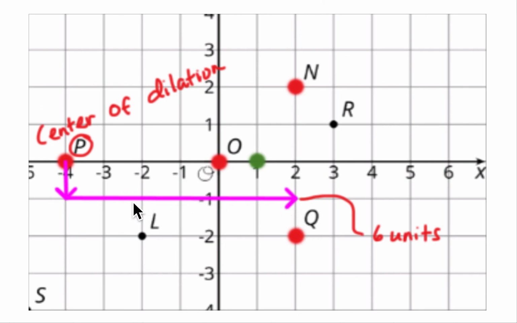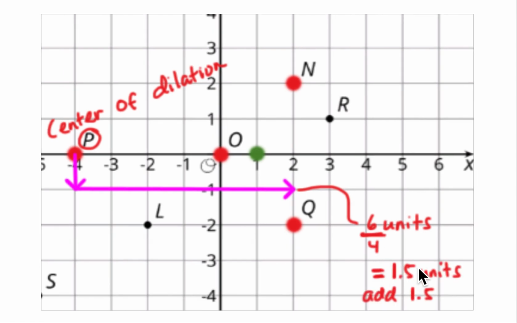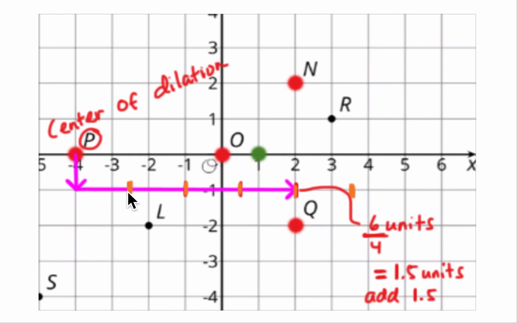You have to take 6 and divide it by 4. So 6 divided by 4 is 1.5. And then you need 5 of those 1.5. So you need 5/4. So this is 1/4, 1.5. This is 2/4, which would be 3 units. This is 3/4, which would be 4.5 units. This is 4/4, which would be the 6 units. And then this is an additional 1.5 units. So along the x-axis, you're going to go out to here.